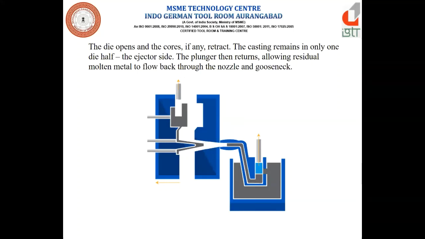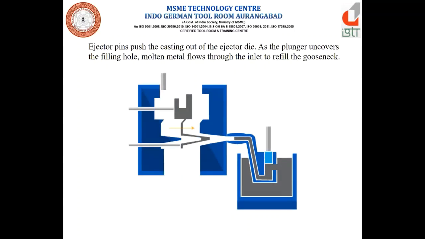Once the metal has entered the die system, after the cooling period, we open the dies. If there are any side cores or other systems, we are required to remove those before ejecting the casting. The next step is the ejector pin pushes the casting out of the ejector die. As the plunger uncovers the filling hole, molten metal flows through the inlet to refill the gooseneck. The material returns to the gooseneck and then moves to the furnace itself.